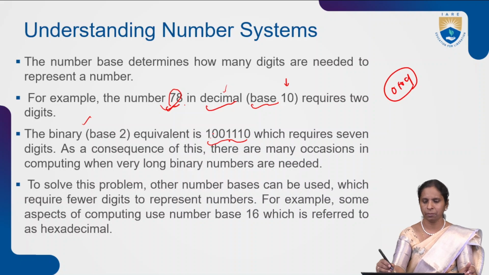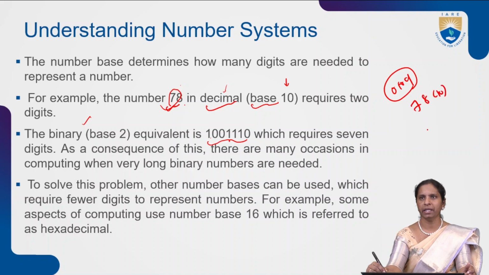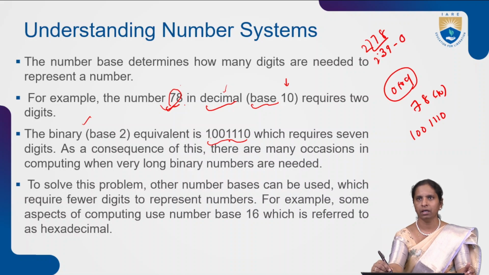For example, the number in the decimal number system is 78, and the same number in the binary number system, if you convert, is 1001110. How do you convert decimal to binary? You divide 78 by 2, which gives 39, and the remainder is 0.